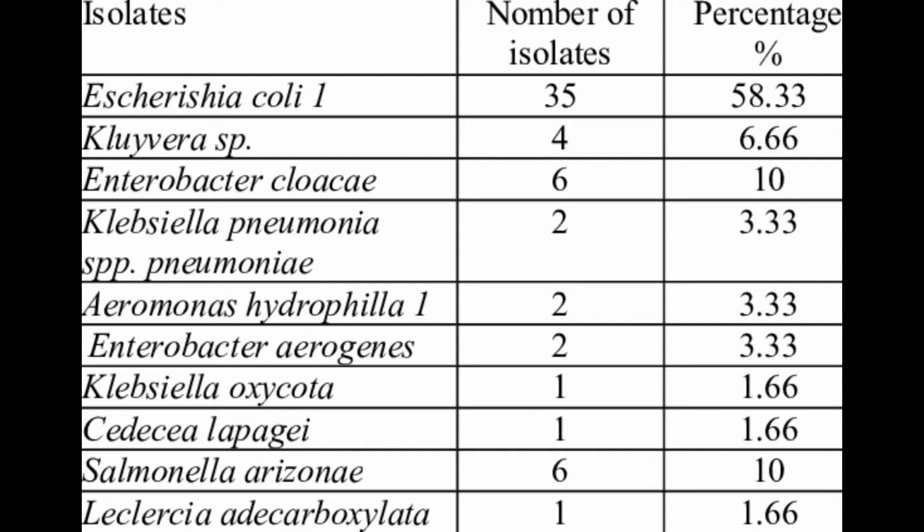Then we have to talk about K. rhinoscleromatis and K. ozaenae, which are agents of chronic infection, rhinoscleroma and atrophic rhinitis or ozena, which is kind of sticky actually.